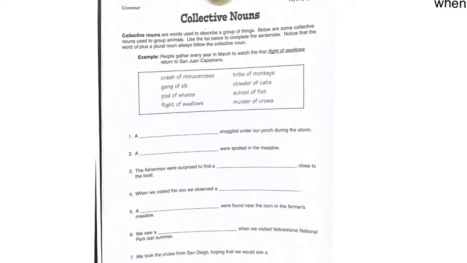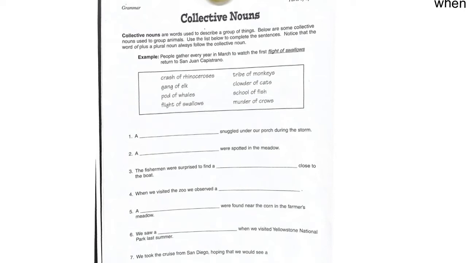Notice that the word "of" plus a plural noun always follows a collective noun. For example, people gather every year in March to watch the flight of swallows return to San Juan Capistrano. So you're going to read the sentences. You have a word box to use.